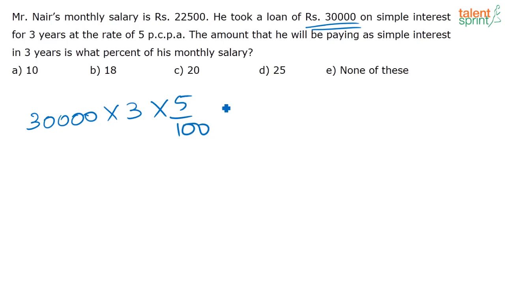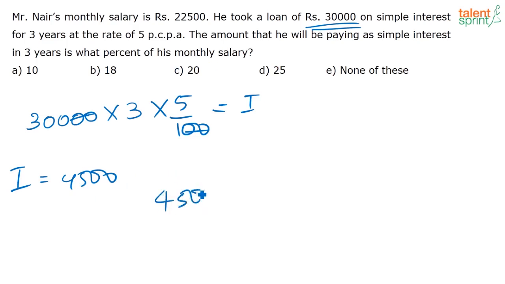So that is going to be the interest that he is going to pay in 3 years because he is taking it on simple interest. This is equal to 3 3s are 9, 9 5s are 45, 4,500. That is his interest. Now, what is given? His monthly salary. What are they asking? What will be the interest that he will be paying? You have to find what percentage of his monthly salary he is paying as interest.